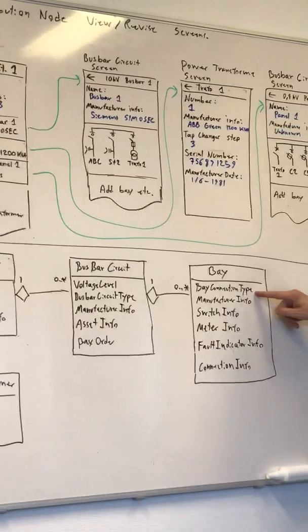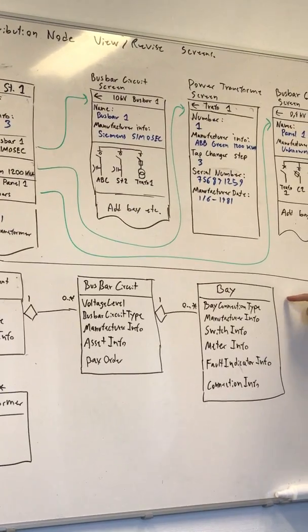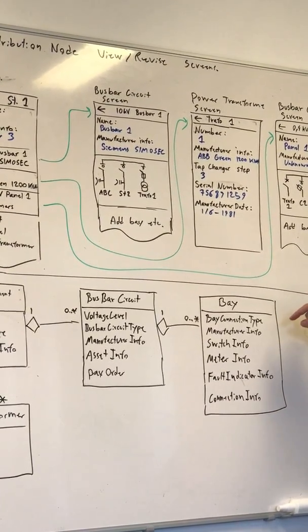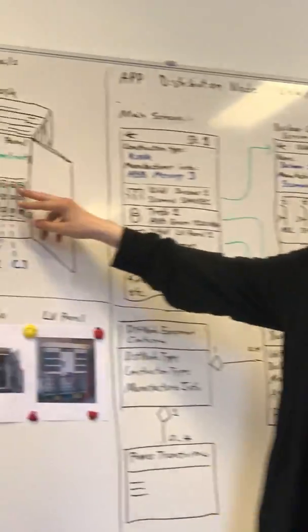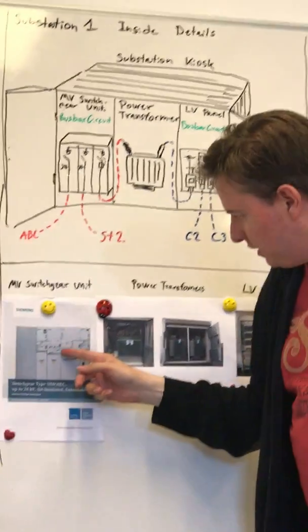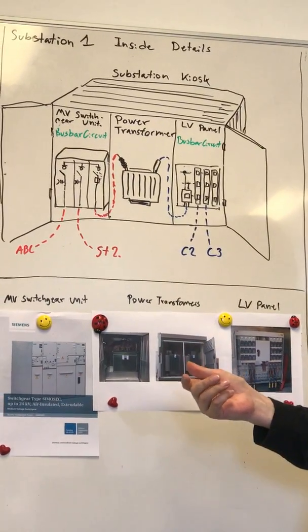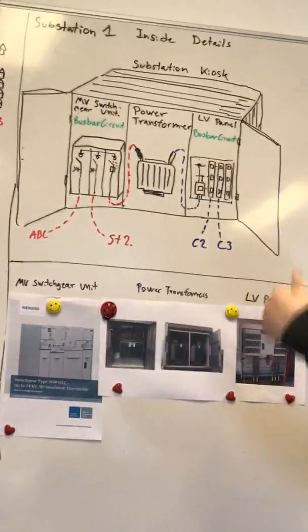Here, bay connection type. It can either be line, transformer, and then it can be a sectionalizer. And this is one that's a little special. This is the bay where we're not connecting to anything. We just sectionalize the bus bar. We can also do that in cable boxes. You can have a switch on the bus bar that divides the bus bar.